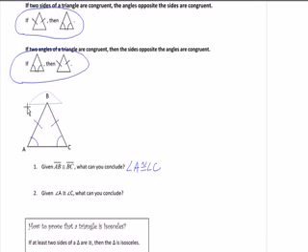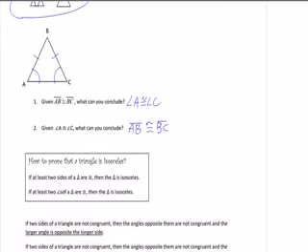Good, and now we could talk about the converse of that. If you know that angle A and angle C are congruent, Matt, what could we conclude? Then segment AB is congruent to segment BC. Good. We call that one if angles then sides.